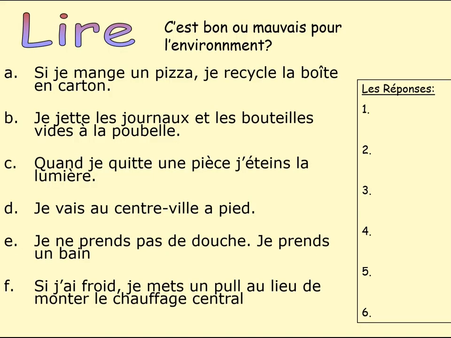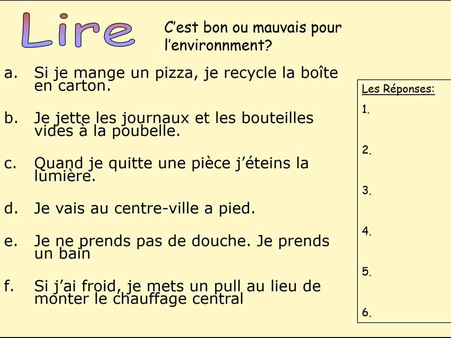So let's have a look now at some in the I forming context. You've got 6 sentences here, people all saying something they do. What I want you to decide is for each one, is it bon, or is it mauvais pour l'environnement? So person A says, si je mange une pizza, je recycle la boîte en carton. So you need to decide what that means and then write down in your book, number 1, bon or mauvais. Okay, and we'll go through those when you're ready to unpause.